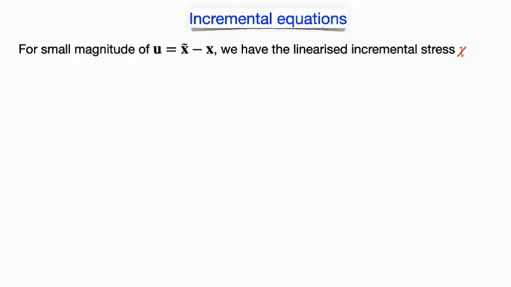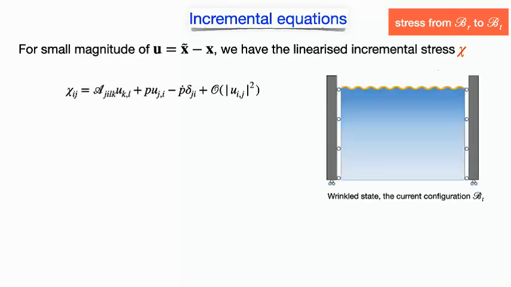Then we derive the incremental equations. This is our starting point. For small magnitude of the displacement, we can expand the incremental stress. This is stress from the current configuration BR to the wrinkled configuration BT. And this is the first order Taylor expansion. We only maintain the linear terms. And here the JILK is the elastic modulus. We can obtain this by this form.